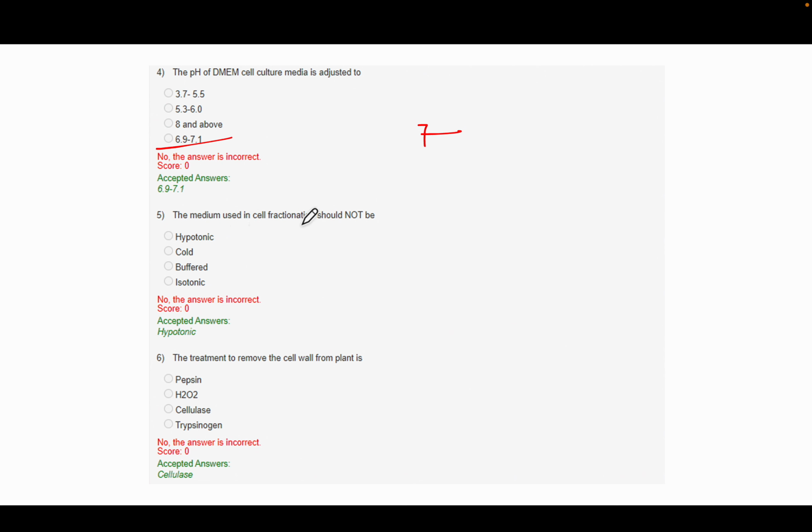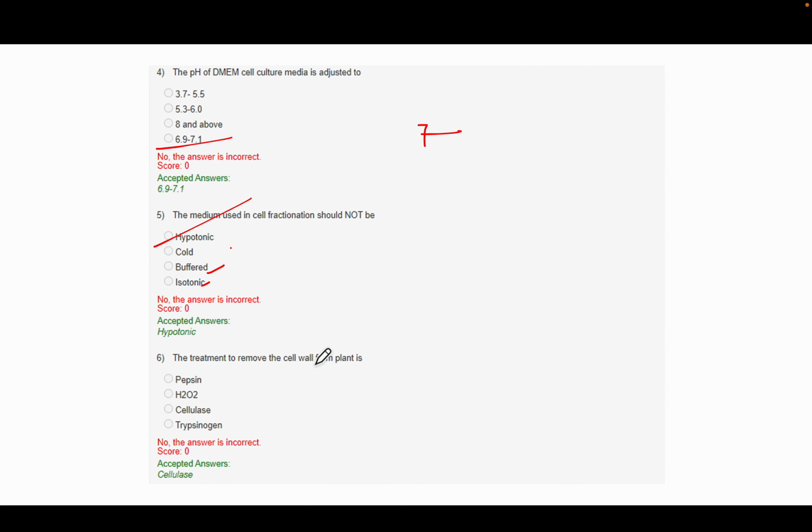The medium used in cell fractionation should not be hypotonic. It can be cold. It should be buffered. It should be isotonic, but it cannot be hypotonic. There will be osmotic shock if it's hypotonic or hypertonic, right?